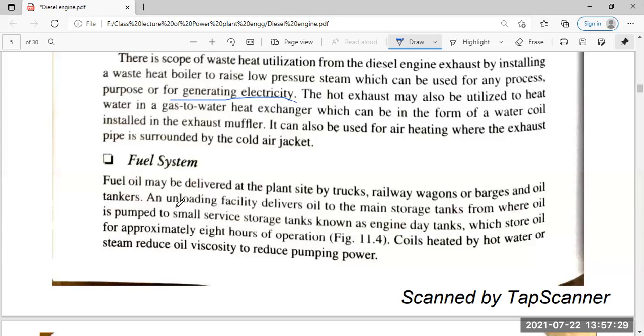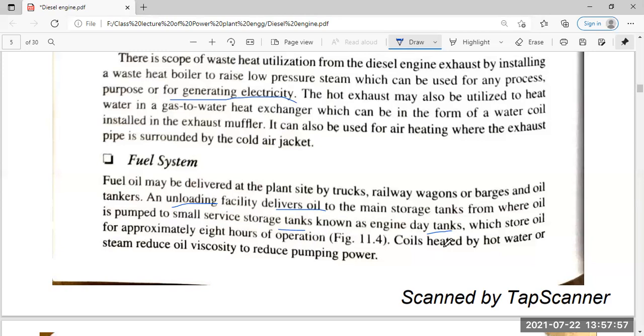And unloading facility delivers oil to the main storage tank, from where oil is pumped to the small surface storage tanks known as engine day tanks, which store oil for approximately 8 hours of operation.